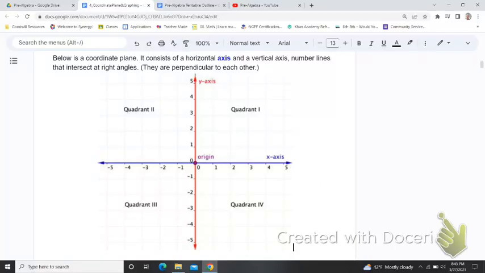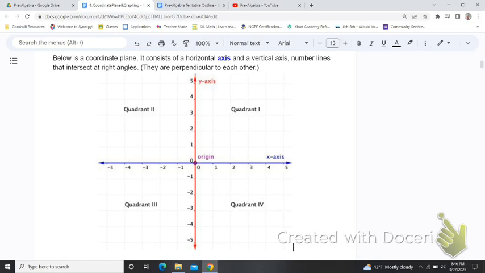Hi, this is our first unit from pre-algebra, the fourth unit, the first lesson in the fourth unit, about the coordinate plane and graphing linear equations. And you will see here we have an x-axis, the blue one, the y-axis is the red one in this drawing, and where they meet at 0, 0 is the origin.